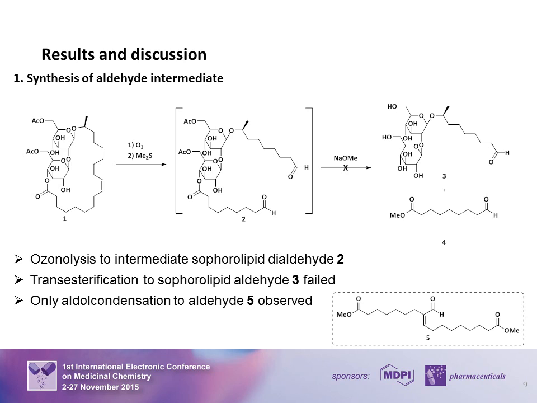9-oxononanoic acid methyl ester group and the acetyl groups through a transesterification reaction. Unfortunately, this reaction pathway did not lead to the desired sophorolipid aldehyde. The intermediate dialdehyde was obtained after ozonolysis, but transesterification to the sophorolipid aldehyde failed. Analysis of the reaction mixture demonstrated the presence of the aldol condensation product of 9-oxononanoic acid methyl ester, indicating the non-compatibility of the aldehyde function with alkaline conditions.